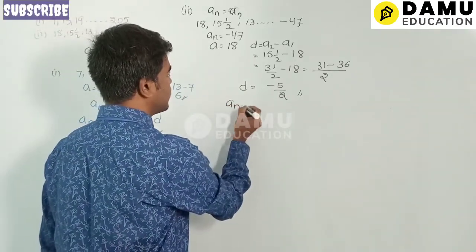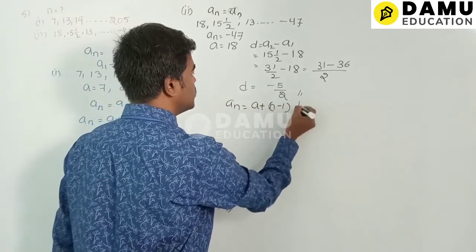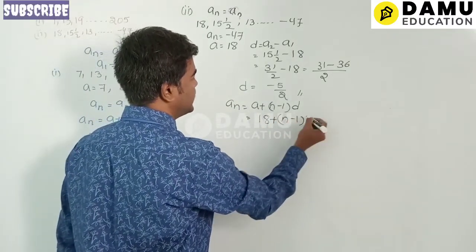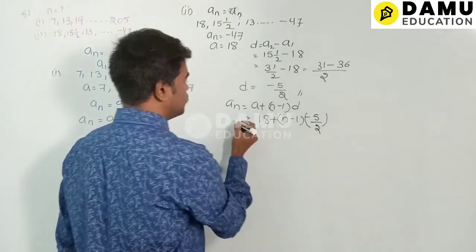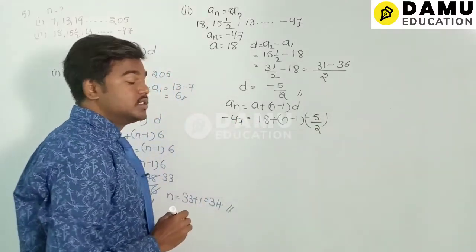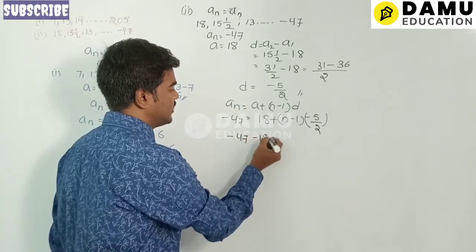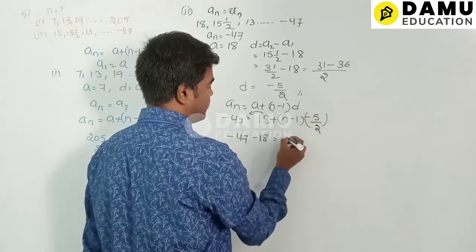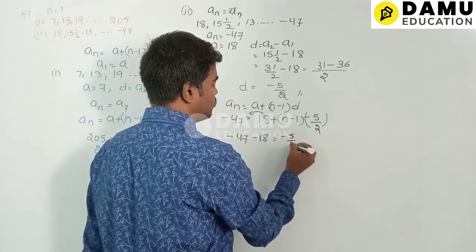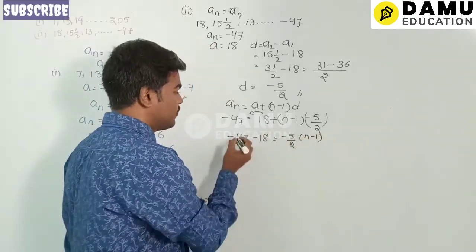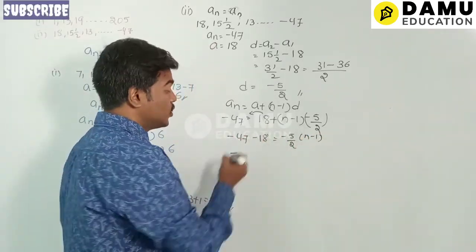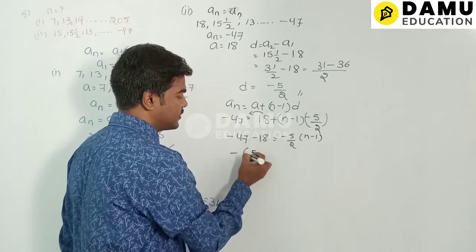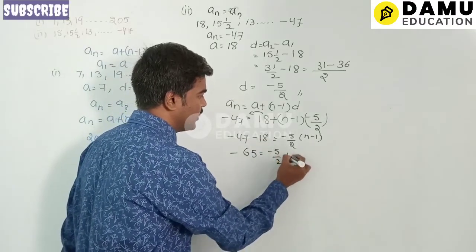Then an will be equal to a plus n minus 1 into d. So here a is equal to 18 plus n minus 1 into d, which is minus 5 by 2. An will be equal to minus 47. So minus 47 minus 18, this 18 moves across, minus 5 by 2 into n minus 1. So minus 47 minus 18 is minus 65. So minus 65 will be equal to minus 5 by 2 into n minus 1.